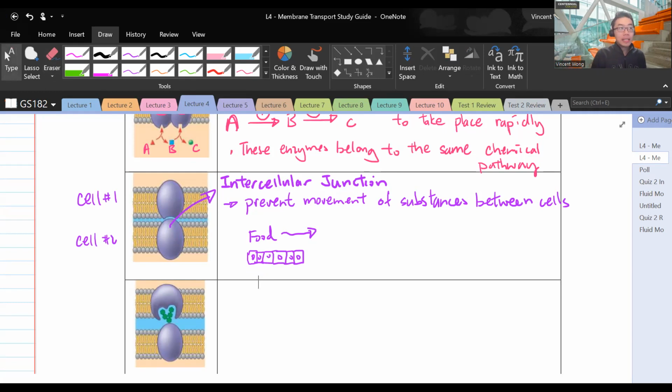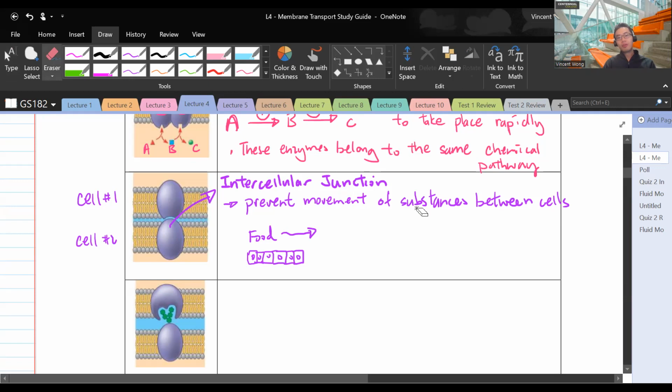You don't want the fluid to leak out of your blood vessels, so it makes sense to create these tight junctions between the cells. Okay, so prevent movement of substances between cells by essentially linking adjacent cells together. Okay, staples them together, glue them together.